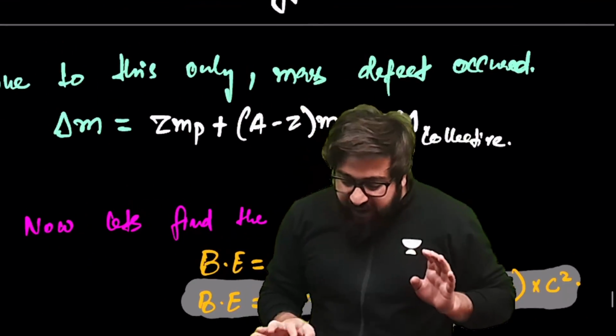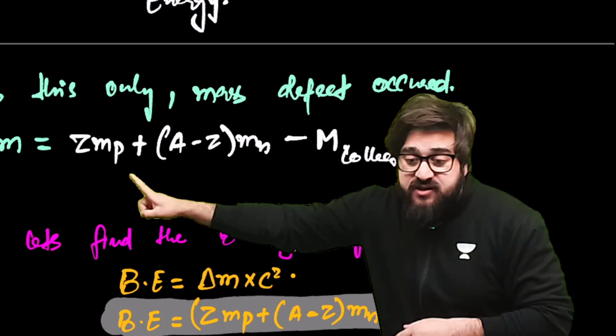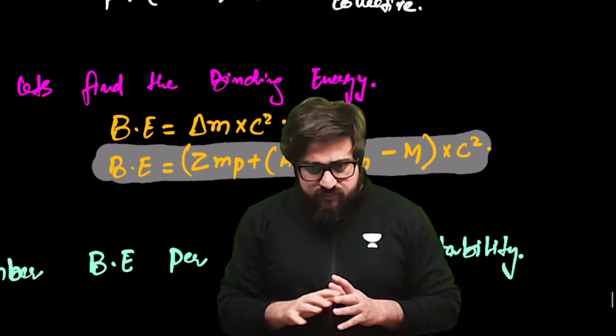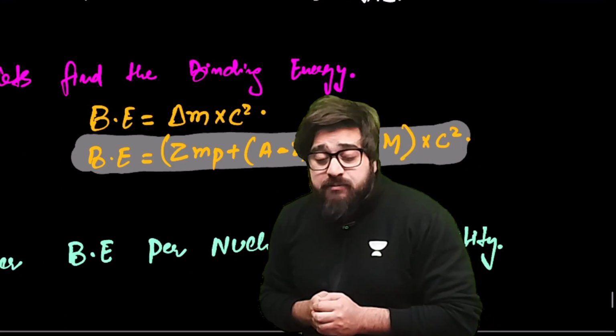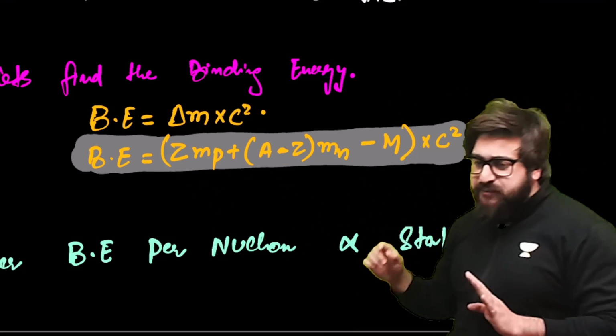And if somebody asks you how much is the mass defect, you say, sir, Z mp plus (A minus Z) mn minus the collective mass. This is the individual mass, the final mass, minus the collective mass. And if somebody asks you to find the binding energy, it is delta m into c square. You will put the value over here and multiply it with c square.